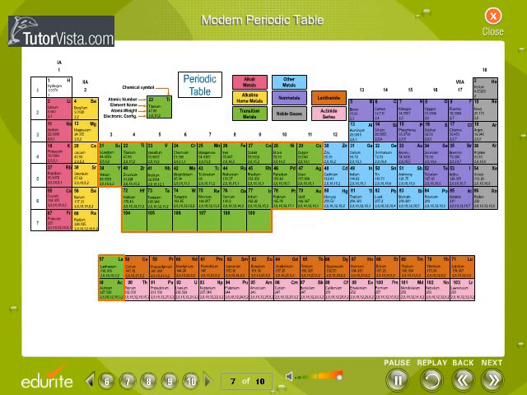Transition elements are placed in the middle of the table. The inner transition elements, or the lanthanides and actinides, are placed in 2 separate series at the bottom of the main body of the periodic table.